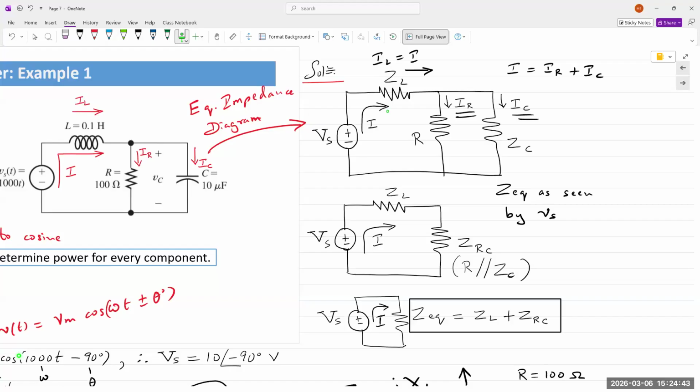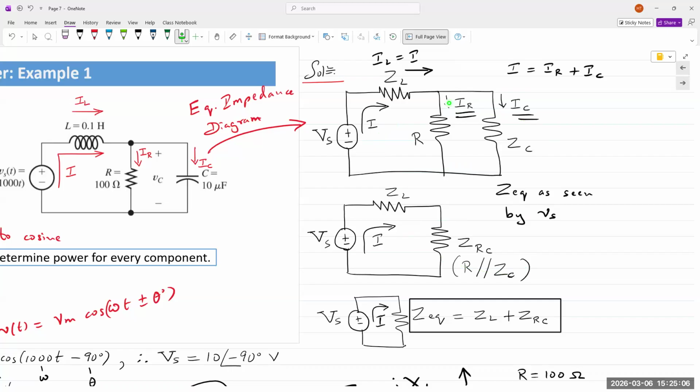All right. IL is the same current as I, and that splits into IR and IC. Now, if you have three resistors in a circuit in such a configuration, what can we do? We can combine R and ZC into one single resistance. We're going to call it ZRC.